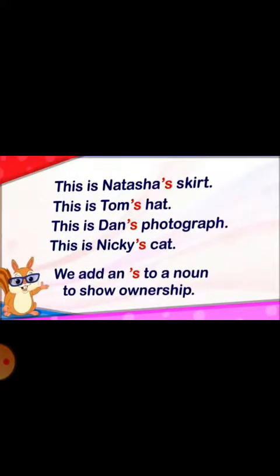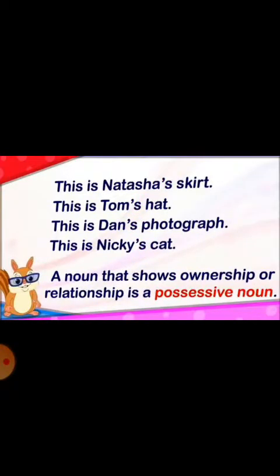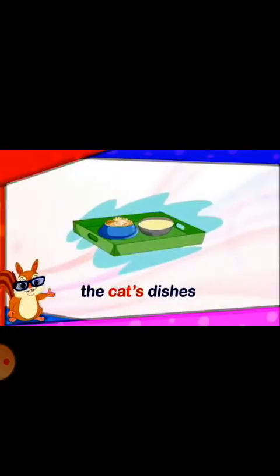With the same example, we will discuss further. You know, we add an apostrophe S to a noun to show ownership. And a noun that shows ownership or relationship is a possessive noun. For example, the cat's dishes. The apostrophe S shows the dishes belong to one cat.